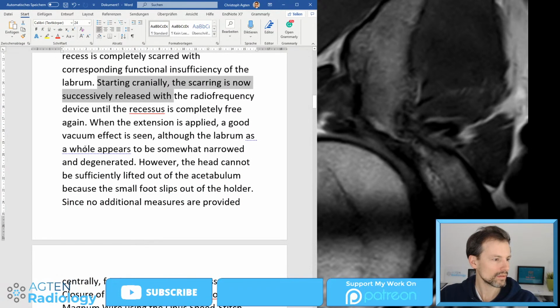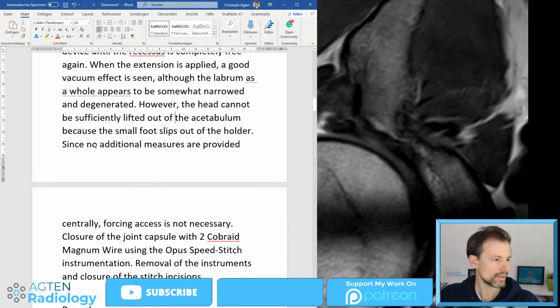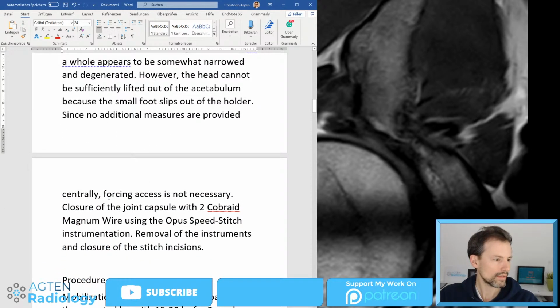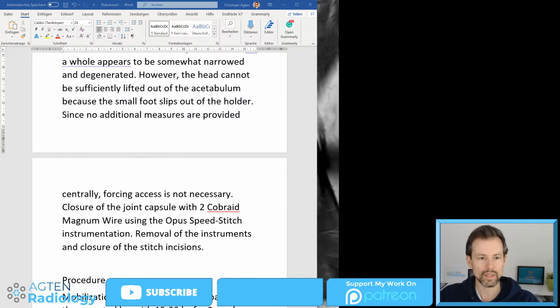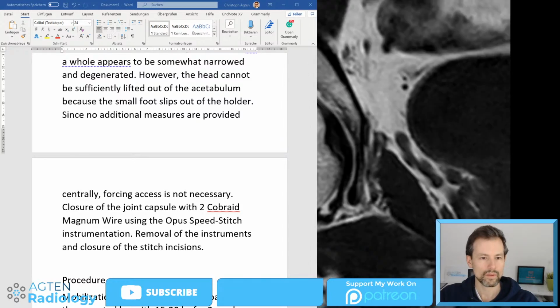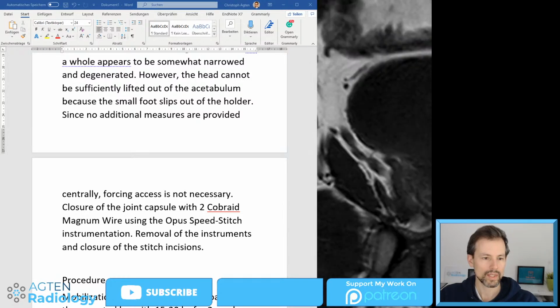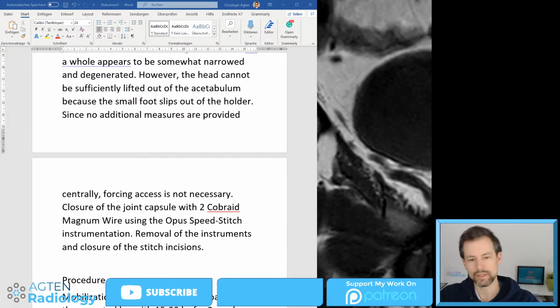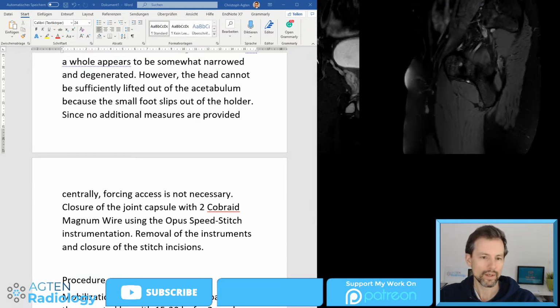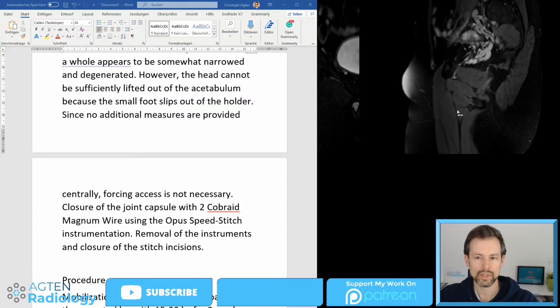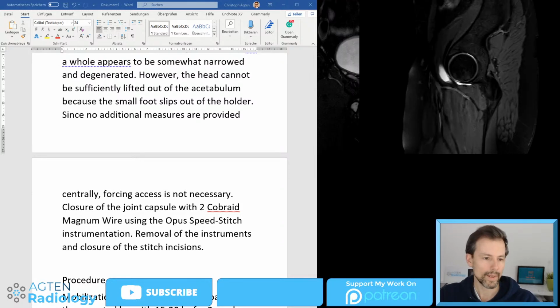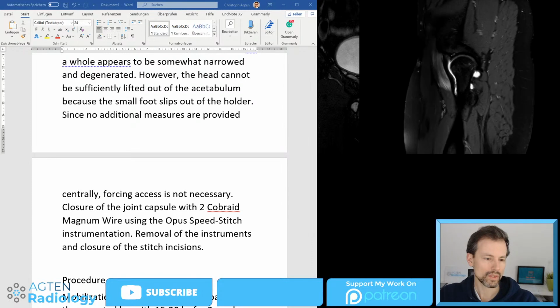Just going through the report here quickly. I think they closed the joint capsule then and removed everything. So that's basically all they did. They went in, they released the rectus femoris tendon here, so they released these adhesions. They released some adhesions on the more anterior aspect, and that's basically it. I don't really know how the patient is doing now, unfortunately, because I think this was just recent. But we will see in the future how this goes.